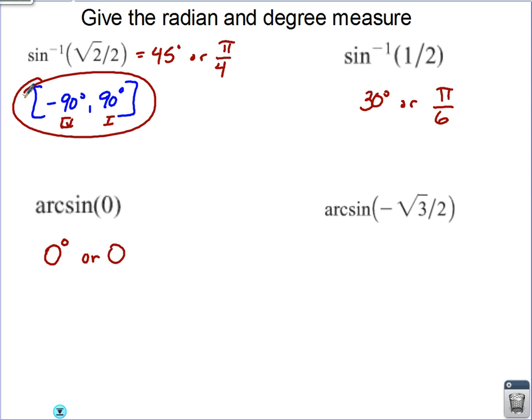But what's my reference angle there? 60. The sine of 60 is root 3 over 2. So we know that a 60 degree angle has a positive root 3 over 2, but we need a negative root 3 over 2. So that would be negative 60 degrees, which is the same thing as 300 degrees. They're identical. So therefore, arcsine of negative root 3 over 2 would be negative 60 degrees or negative pi over 3. Let's do the cosine ones.